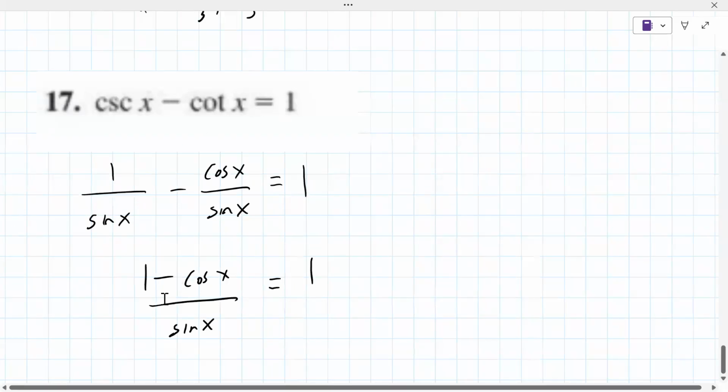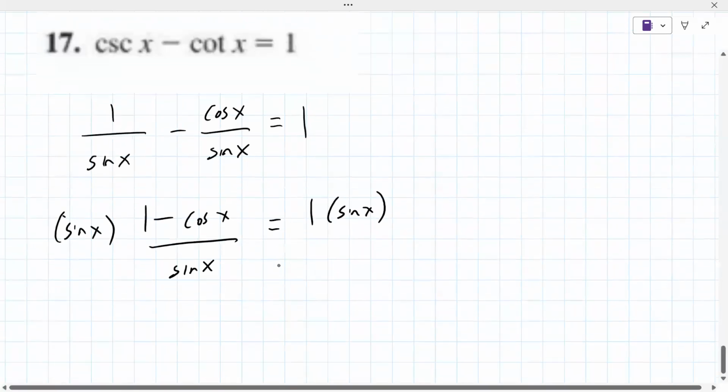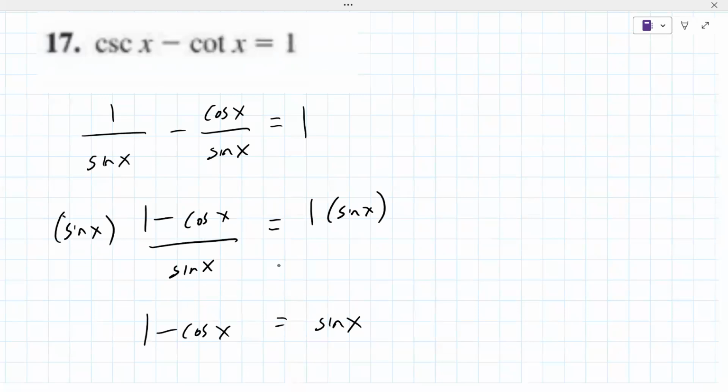So if you multiply both sides by sine x, you can see that they cancel there. You get 1 minus cosine x equals sine x. Is that okay so far? Yeah. Okay, there's a couple ways to solve this from here.